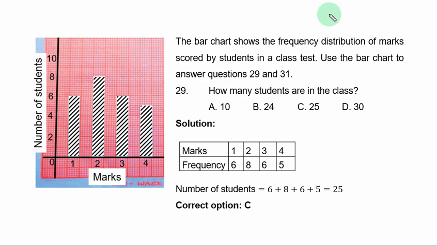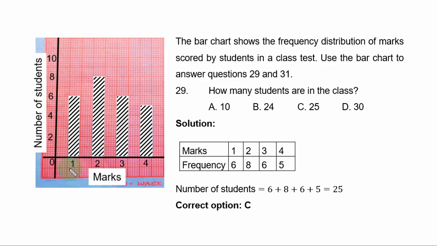The bar chart shows the frequency distribution of marks scored by students in a class test. Use the bar chart to answer questions 29 to 31. So let's start with 29. How many students are in the class? To get that, that is from the frequency column, axis of number of students.